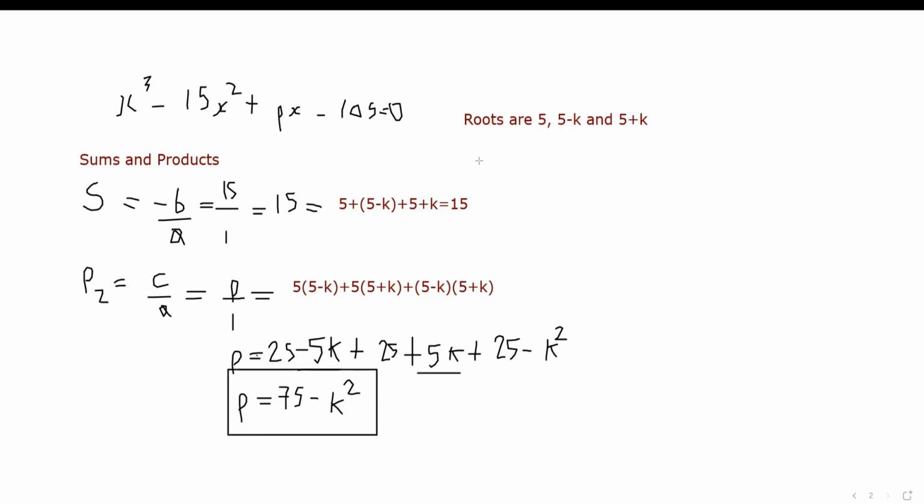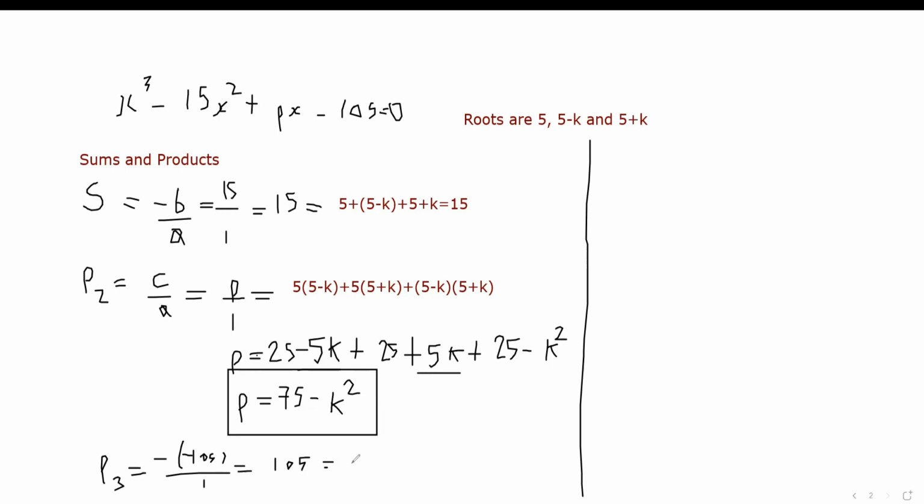Now we have one more thing to do, Marika. The last thing we have to do is we know that the product of three roots, P3, is equal to minus D over A. In this case, it's going to be minus minus 105 over 1, which is just 105. And so 105 is going to equal the product of the three roots.